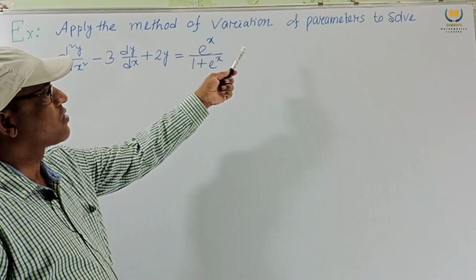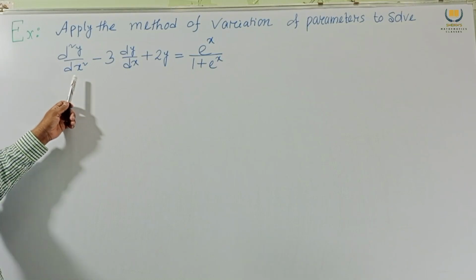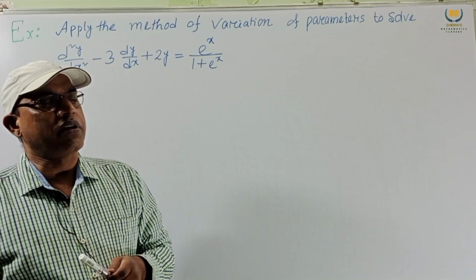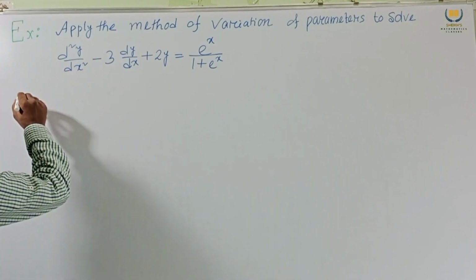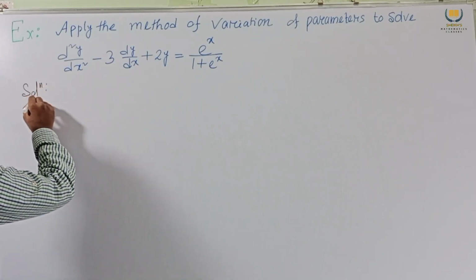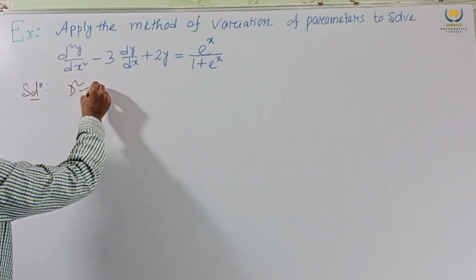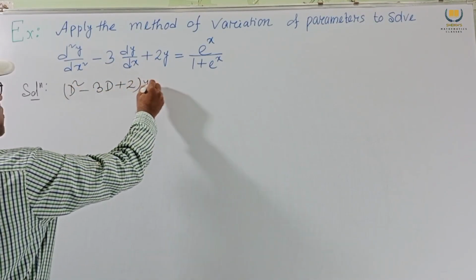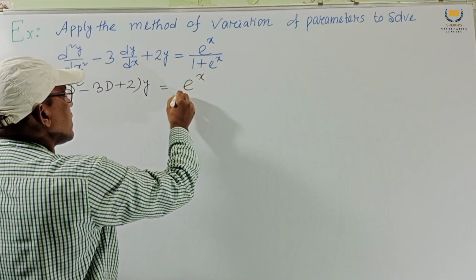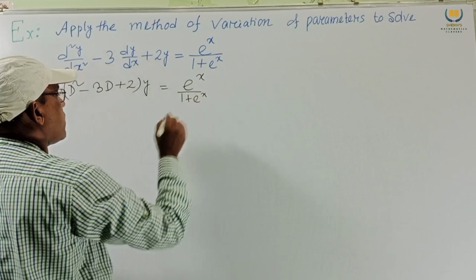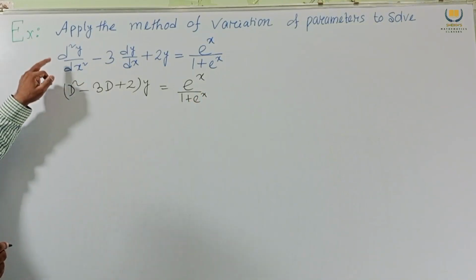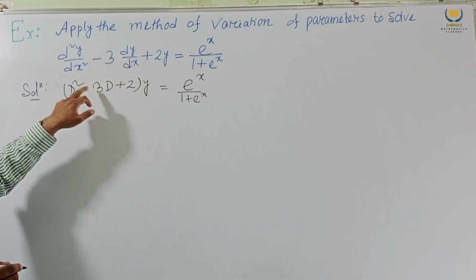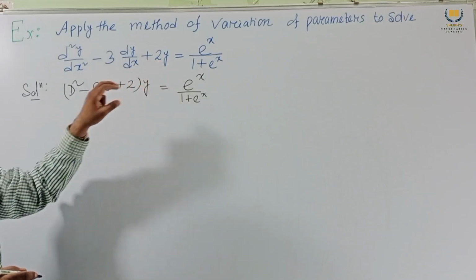Apply the method of variation of parameters to solve d²y/dx² minus 3 dy/dx plus 2y equal to e to the power x by 1 plus e to the power x. Now we want to solve this problem. So first we convert this to capital D² minus 3D plus 2, y is common, and on the right hand side e to the power x by 1 plus e to the power x. So d²/dx² means capital D², d/dx means capital D, and 2y is common.